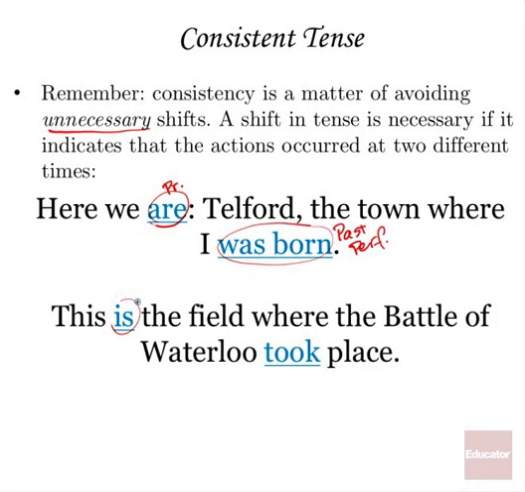All right. Similarly, this is the field where the Battle of Waterloo took place. The Battle of Waterloo is a historical event in the Napoleonic Wars. This is the field. The field is still there today, so we can be speaking in the present tense about a piece of ground. The battle took place in the past. We're describing two events at different times. So in this case, a tense shift is called for.